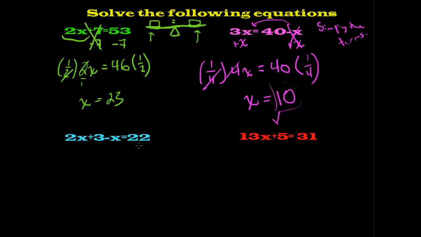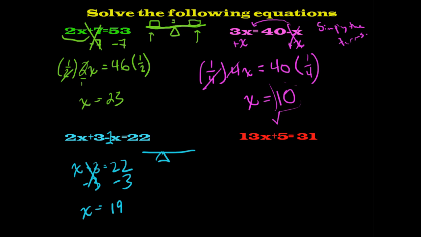Next problem, we're going to simplify the terms. So we have a 2x and a minus x on this side, and a minus x has the 1 in front of it. You just don't have to write it, so 2x minus 1x is 1x. So we have x plus 3 equals 22. Now we're going to subtract 3 from each side to keep the balance level. 22 minus 3 is 19. X equals 19.